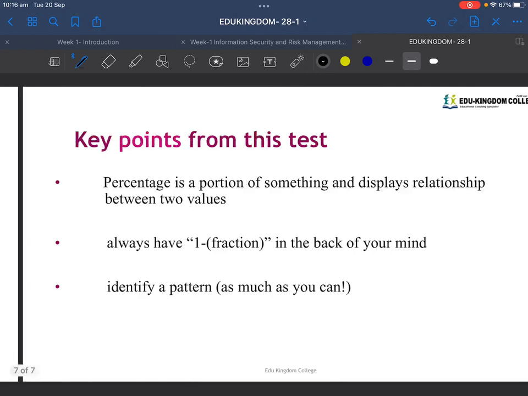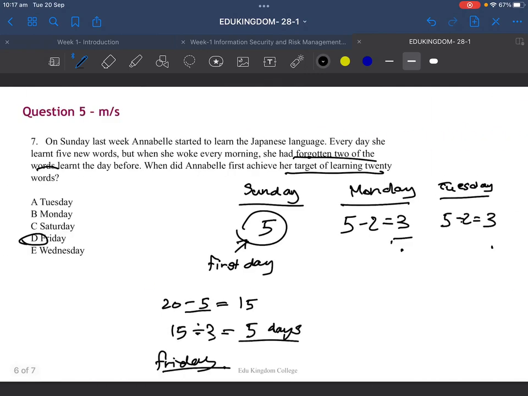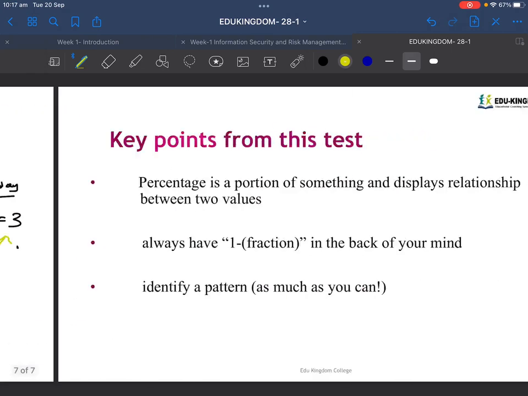And final point, identify a pattern as much as you can. I draw this from this question. Why? Because after I identified that from Monday onwards I'm always going to have 3, I can simply minus the 5 from 20 and divide by 3 to see how many days it would take to learn 15 extra words. Instead of counting in my head, I can just find a pattern like this and use mathematical reasoning to solve the question. Okay? And that is it.